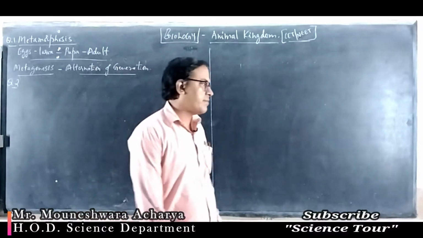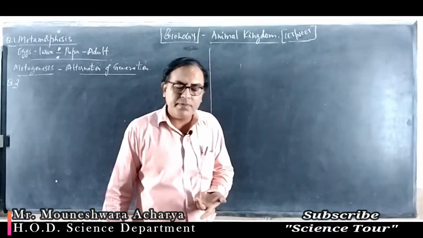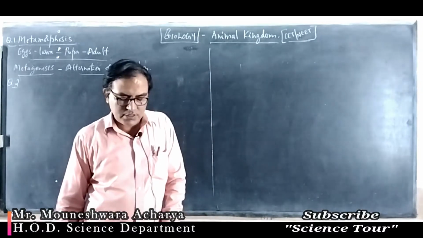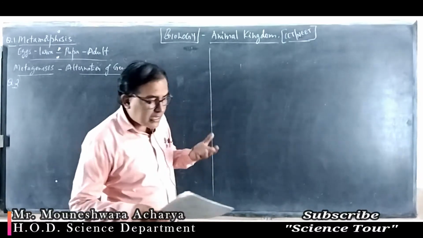Ornithorhynchus is its scientific name. Ornithorhynchus has the ability to lay eggs. They are oviparous, they are not viviparous. So C cannot be the option.